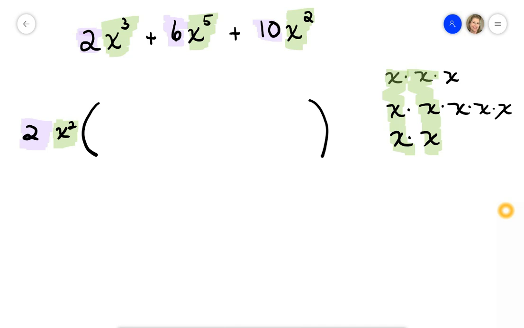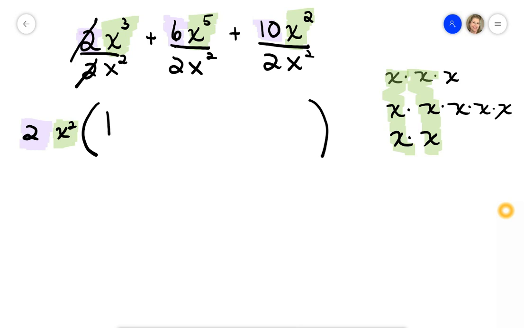And then it's just basically division at this point. You are going to take each one of these 3 terms, and usually it's just mentally, but I'm writing it down for you. I'm going to divide them all by the 2x squared, the greatest common factor. Now, 2 divided by 2 is a 1. X cubed divided by x squared is just an x to the first. You can put the first if that helps you. Because x cubed divided by x squared, you would take the 3 and subtract the 2 and get the 1.